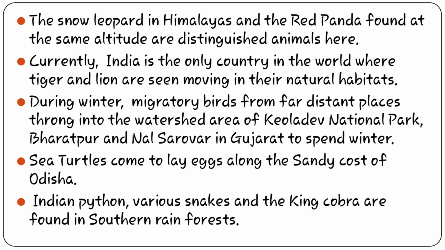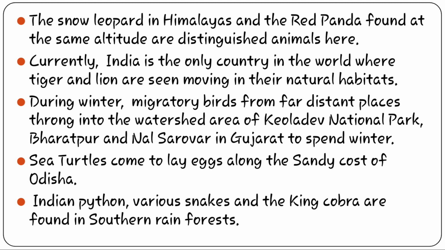During winter season, migratory birds from distant places like Russia, we are getting many migratory birds coming to our country into the watershed areas of Koladev National Park, Bharatpur Bird Sanctuary, Nal Sarovar in Gujarat to spend their winter. Koladev National Park is in Rajasthan, Bharatpur Bird Sanctuary is in Rajasthan, Nal Sarovar is in Gujarat. Especially in the November, December, January, February months, the birds from the Siberian cold places are coming and enjoying their vacation here in India.